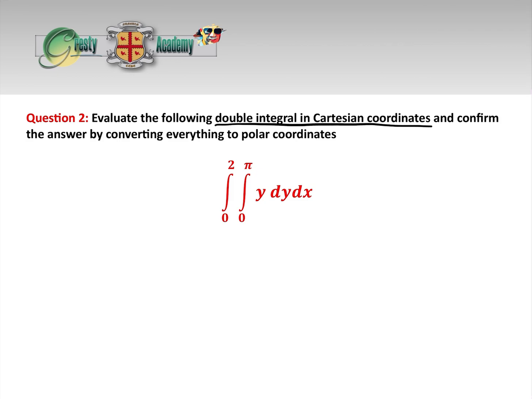So what we're going to do is we're going to do this double integral in Cartesian coordinates, and then we are going to confirm the answer by converting to polar. Now, clearly you wouldn't do this in polar coordinates, but it's actually great practice. So let's just have a look what it is.